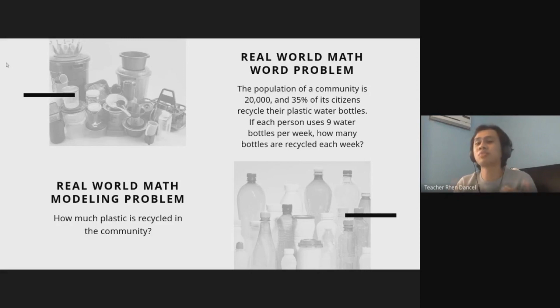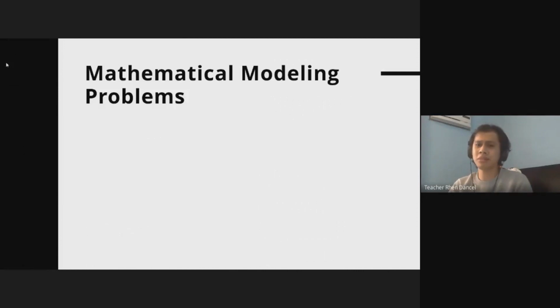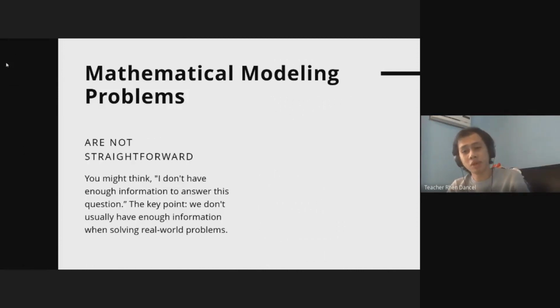The question: how much plastic is being consumed in your households and how much is consumed yet turned into waste and not recycled? Now, what are mathematical modeling problems? Mathematical modeling problems are not straightforward. When you encounter one, you will think, I don't have enough information to answer this question. That's because the key point of a mathematical model problem is that we usually don't have enough information about these issues. That's why it remains as a problem because we still have a lot to answer about this issue.